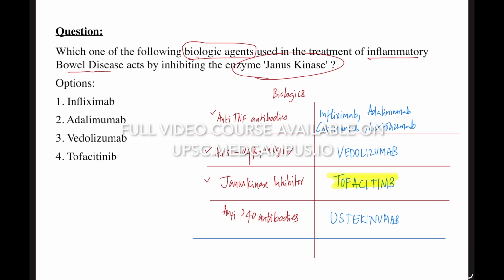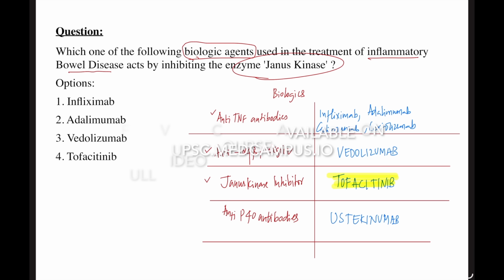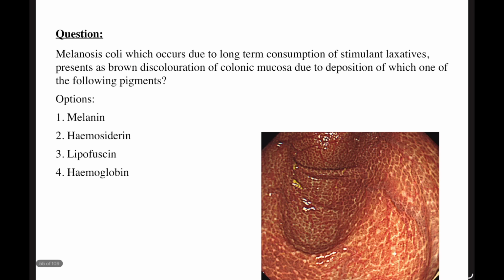Any biologics, any drug in the category of antibodies, monoclonal antibodies, that is what I am referring to, is important from the exam point of view. And this table contains the biologics which are used in treatment of inflammatory bowel disease. Very important. So the answer for our question is tofacitinib, which is a Janus kinase inhibitor used in the management of inflammatory bowel disease.